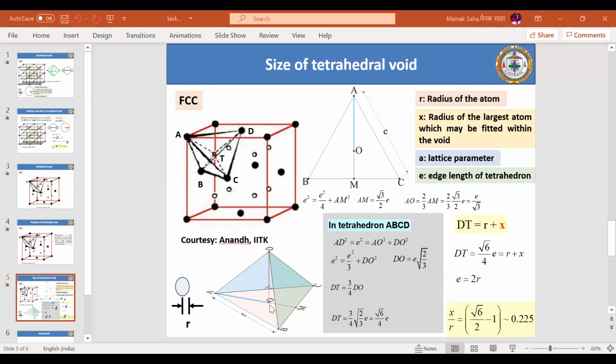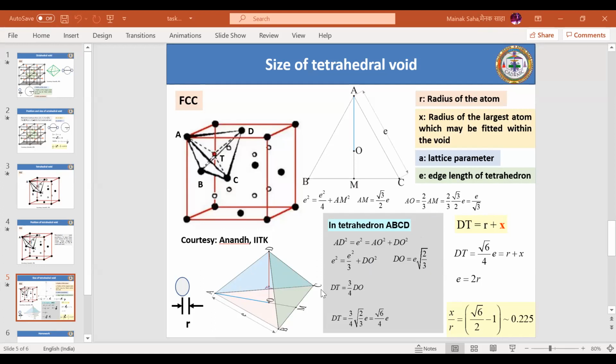AD square is equal to DO square plus AO square. So E square. So what is E square? AD is the length E, the length of the tetrahedron edge. E square is equal to what? So AO square. So AO is what? E by root 3. So AO square is E square by 3 plus DO square. So DO will be equal to what? E root 2 by root 3, isn't it?